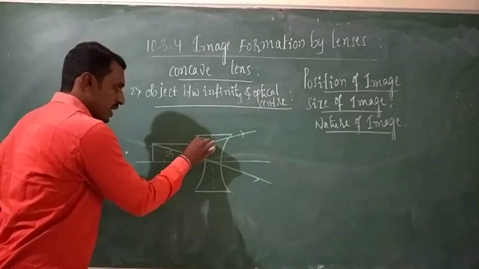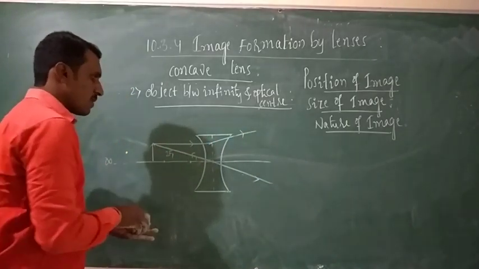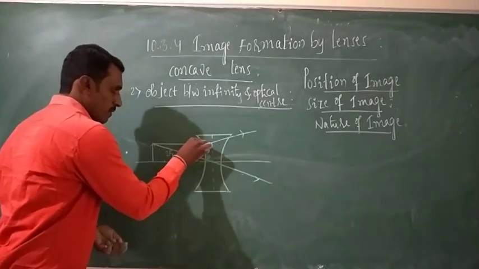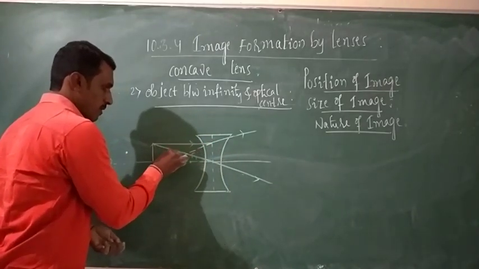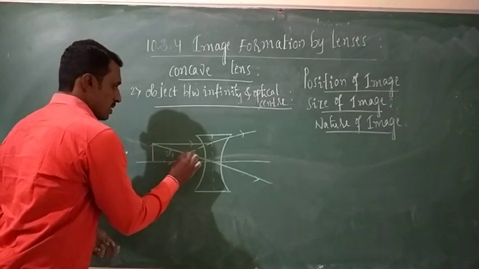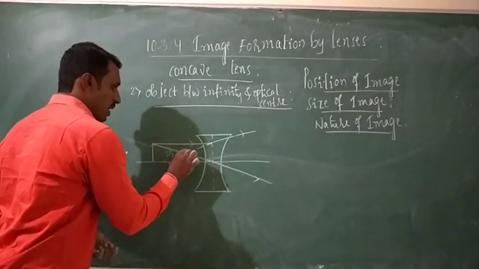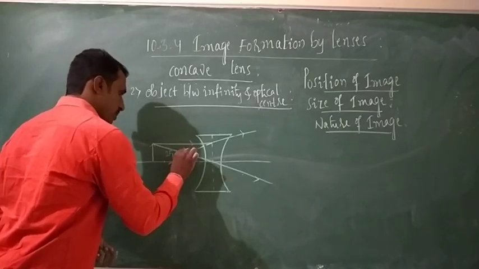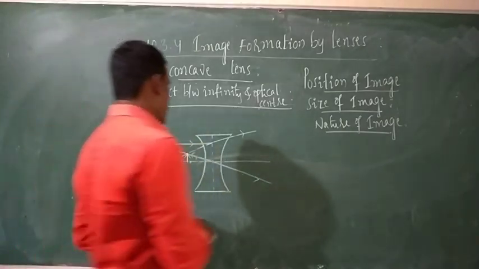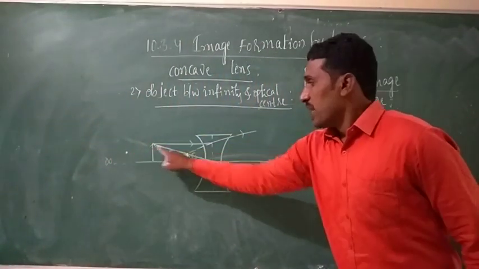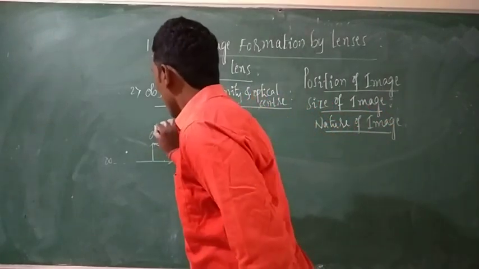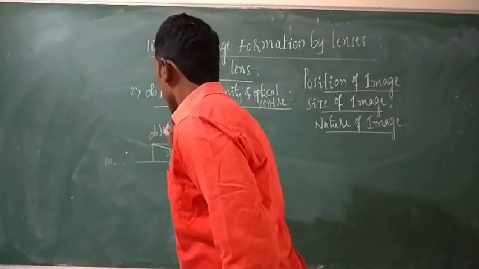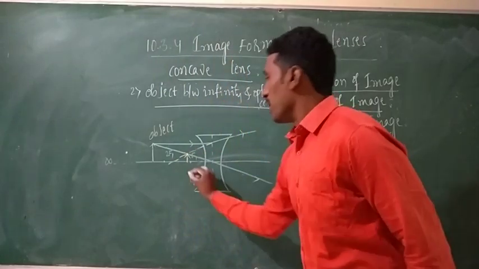If we extend them backwards, yes, this refracted ray appears like meeting with this ray at this point. So the image is formed here. Okay? This is object, this is image. Object and this is image.